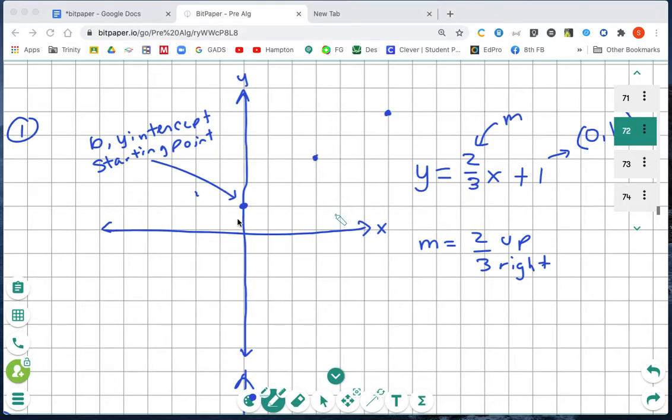Now we're going to go back to our starting point and do just the opposite. So the opposite of up is down. So we're going to go down 2, to the left 3, and down 2, to the left 3. Now we have our 5 points that we need to graph a line. We're going to go ahead and connect them, making sure that our arrows are past the last points. And we're going to label the slope positive.